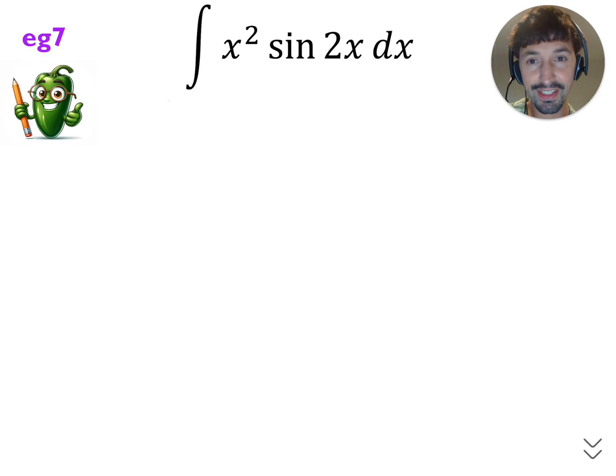Example 7, the integral of x squared multiplied by sine 2x with respect to x. Now this is a spicy question. We've got a green pepper in the corner, but it's actually not too spicy really, so that pepper's more of a Padron pepper. It's still a tasty question though. So what we're going to do is we're going to use the formulae uv.